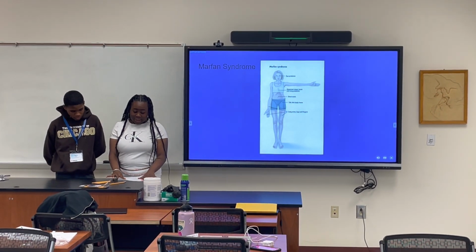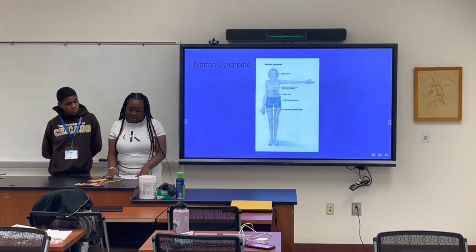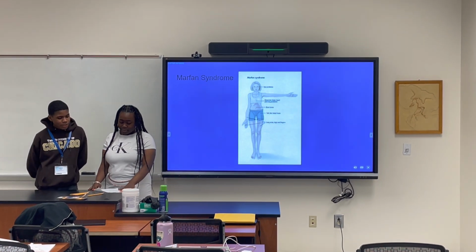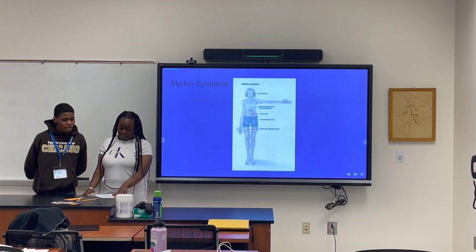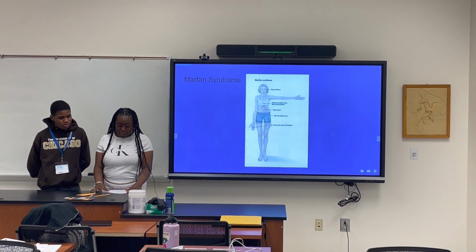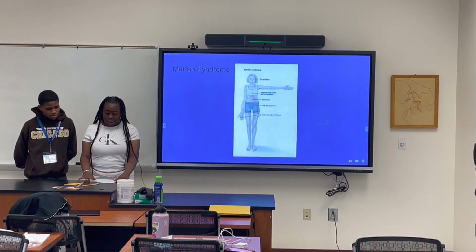Marfan syndrome is a condition that happens by skeletal change which causes a displacement of the lenses of the eye and the tendency to have an aneurysm. Marfan syndrome is inherited from one parent and is considered autosomal dominant. Marfan syndrome is caused by a mutation of the fibrillin-1 gene, also known as the FBN1 gene, which is on chromosome 15.